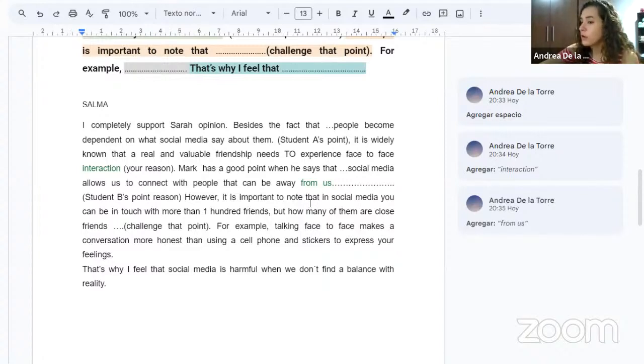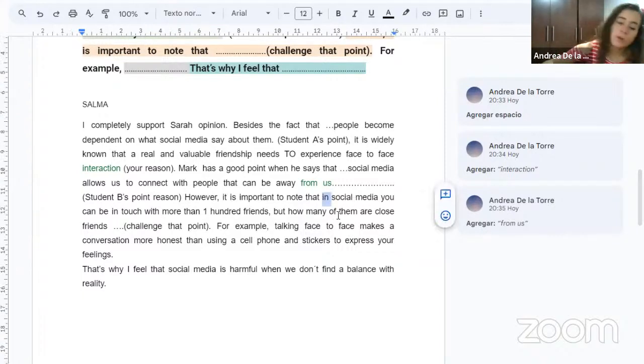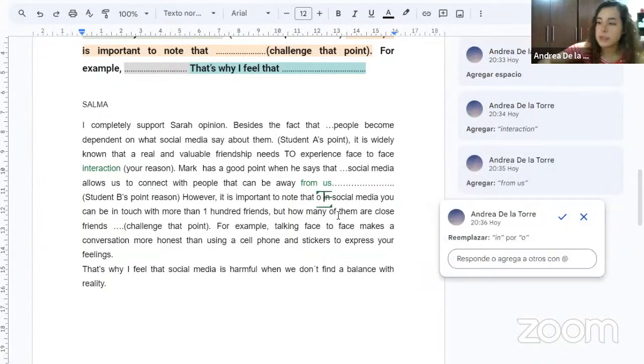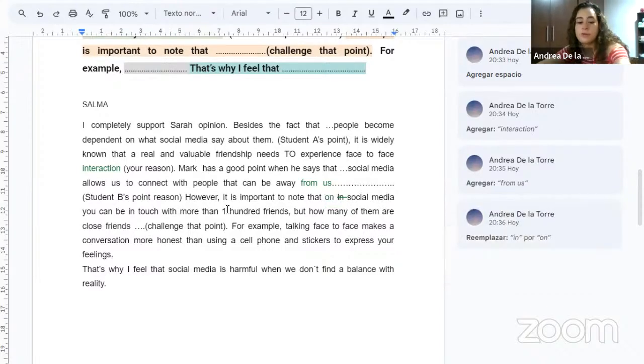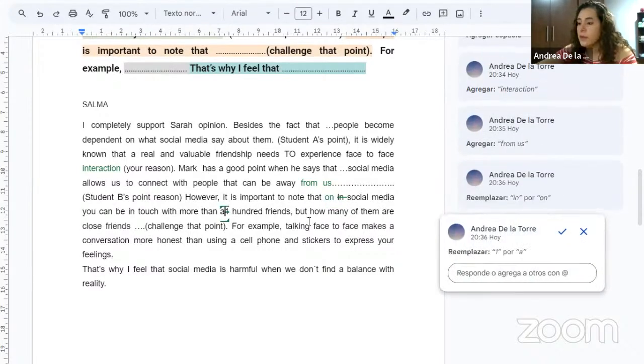Okay, good. However, it is important to know that on social media, when we're talking about digital platforms or technology in general, we use "on" instead of "in". So on social media, you can be in touch with more than 100 friends. But how many of them are close friends?